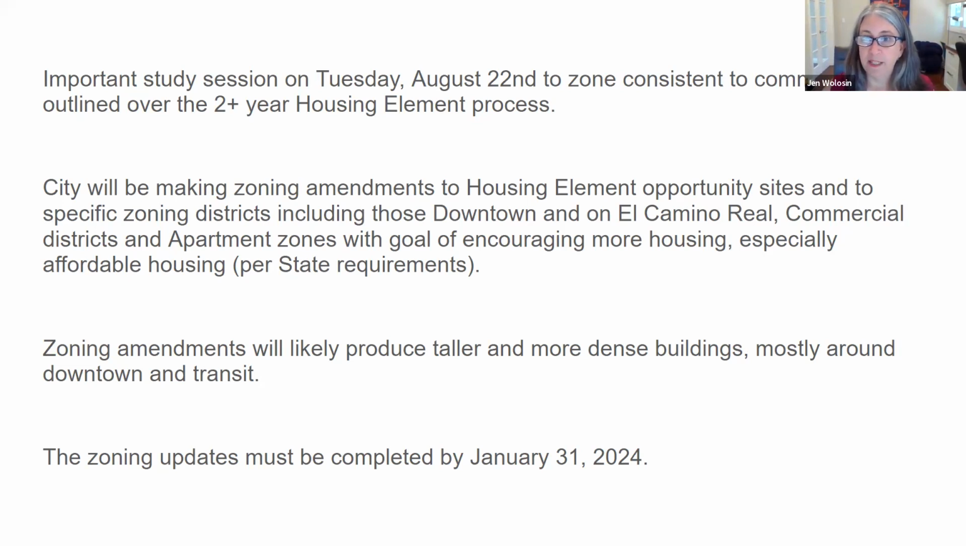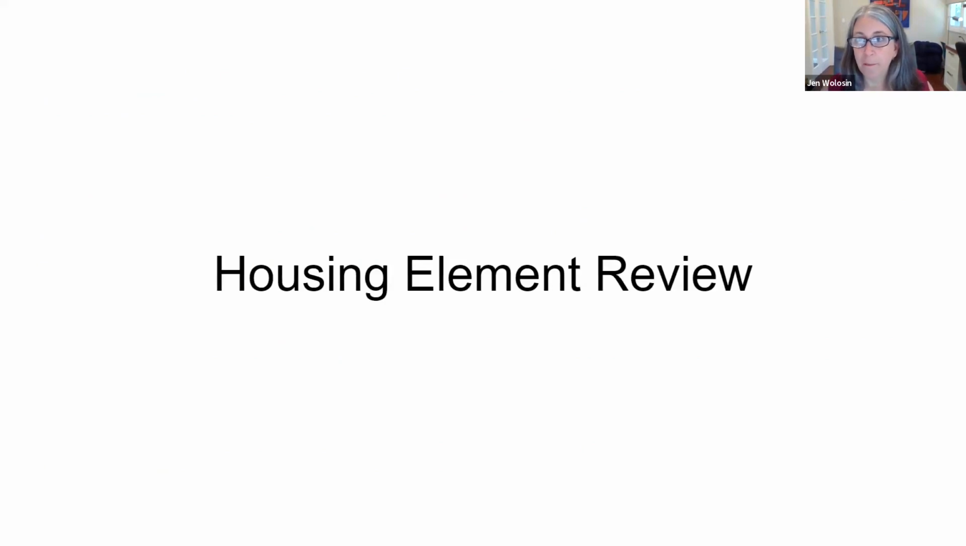And the purpose of this is to encourage more housing, especially more affordable housing, which was one of our goals of the housing element. It's important to note that these zoning amendments will likely produce taller and denser buildings, especially around downtown and near transit, and that we must make these zoning amendments by January 31st, 2024 to be compliant with our housing element.